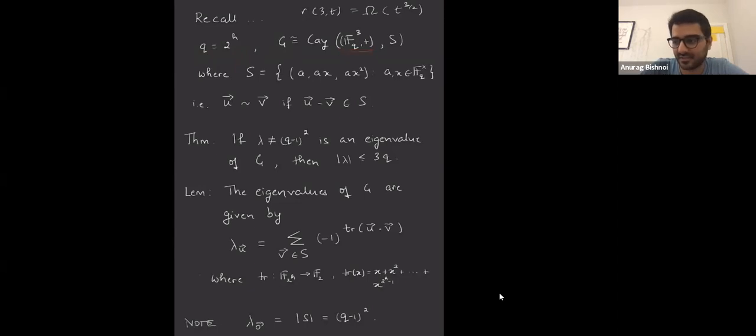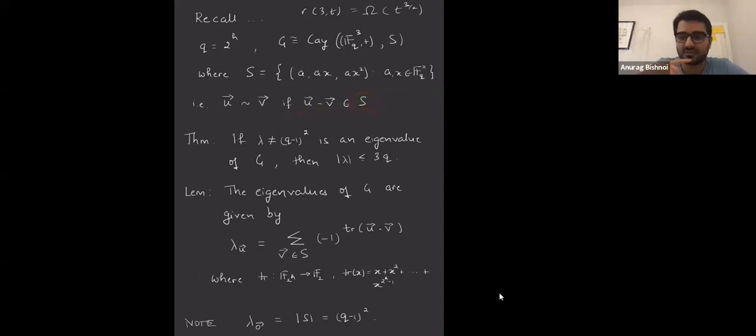This is just the vector space addition group with respect to a generating set S that was defined as follows. We had (a, ax squared), where a and x were non-zero elements of the field. And for those of you who don't know what Cayley graphs are, this is the definition here. We have two elements of the group adjacent to each other in the graph if their difference is in the set S. Okay, so this is the definition of our graph.